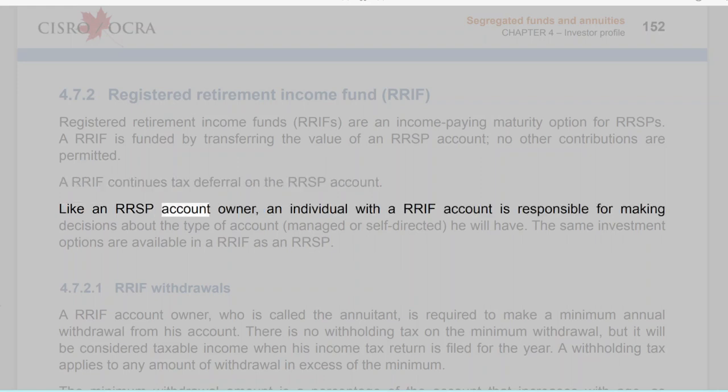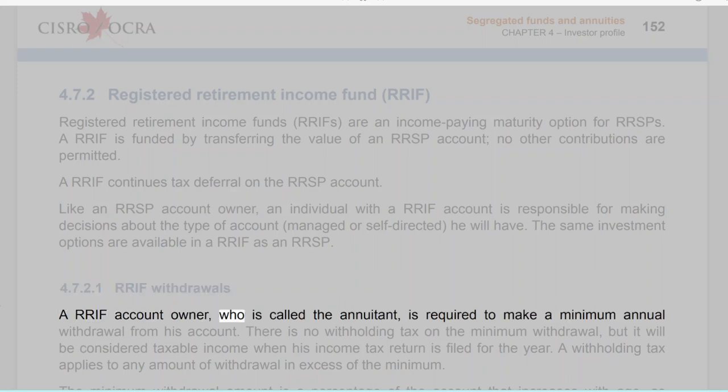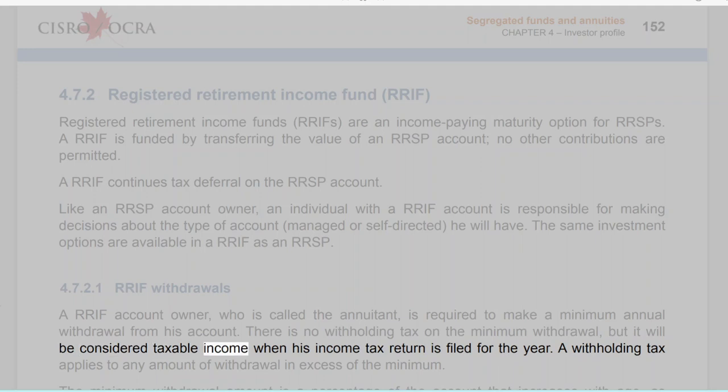Like an RRSP account owner, an individual with a RRIF account is responsible for making decisions about the type of account, managed or self-directed, he will have. The same investment options are available in a RRIF as an RRSP. 4.7.2.1 RRIF withdrawals. A RRIF account owner, who is called the annuitant, is required to make a minimum annual withdrawal from his account. There is no withholding tax on the minimum withdrawal, but it will be considered taxable income when his income tax return is filed for the year.